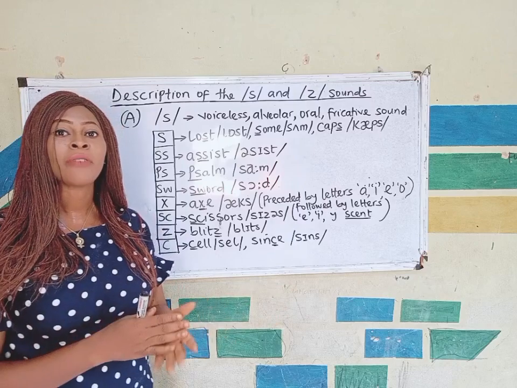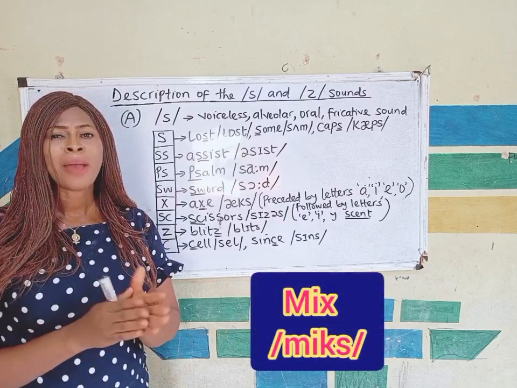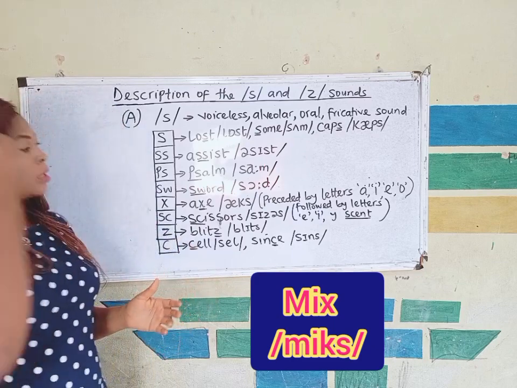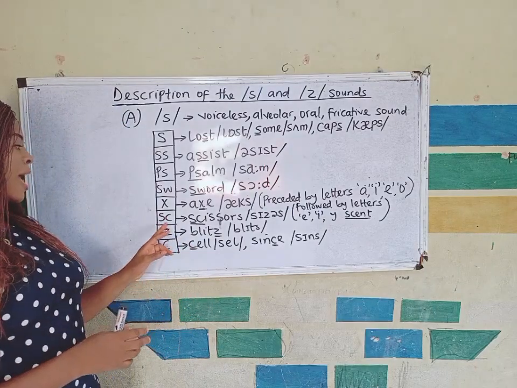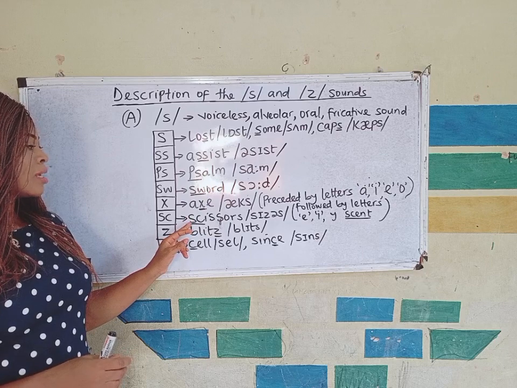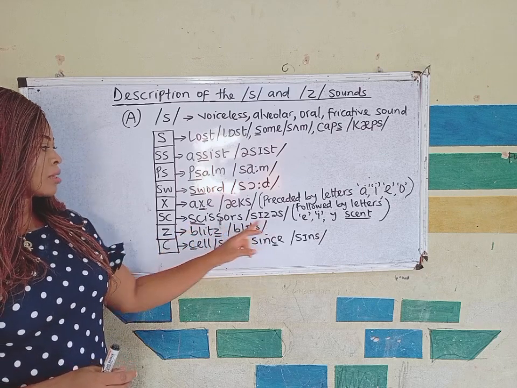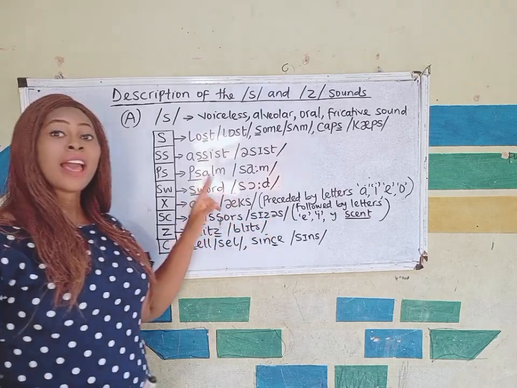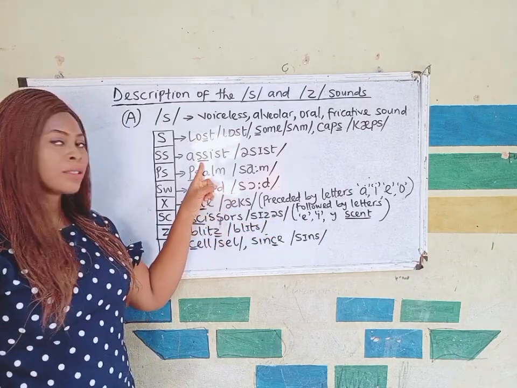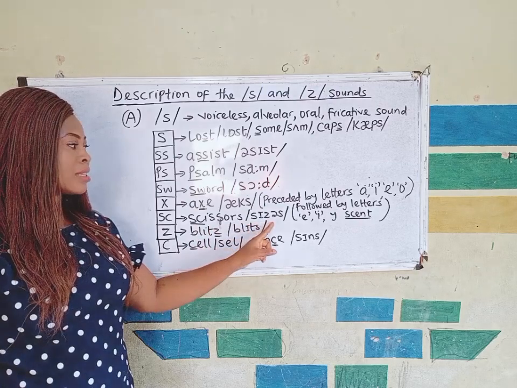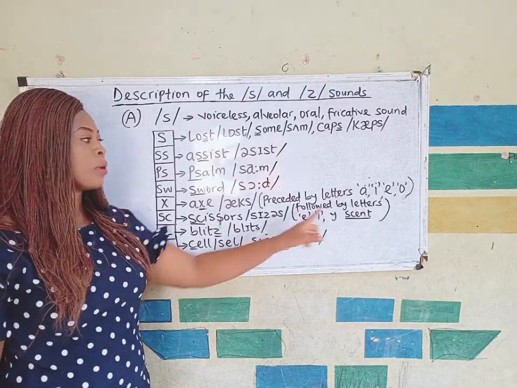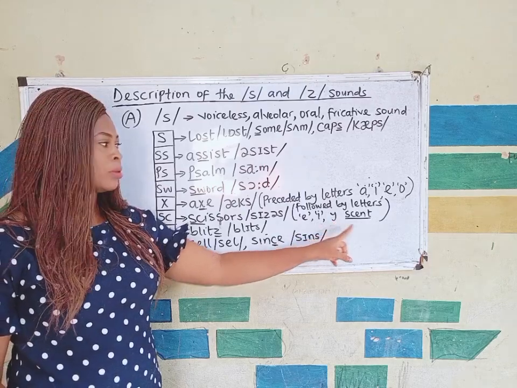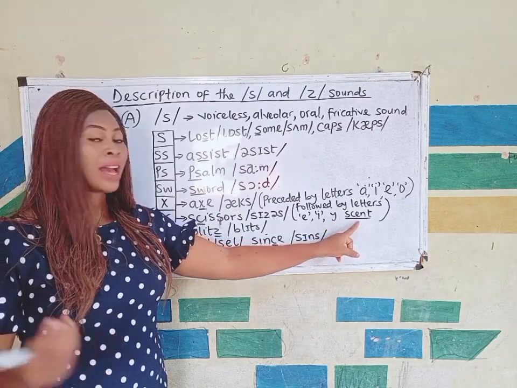For example, we have the word mix, M-I-X, mix. Now let's move on to SC, as in scissors. Now look at this SS here, produced as Z, and SS as in S. So we have scissors. This is usually followed by letters E, I, and Y. For example, scent, the word scent.